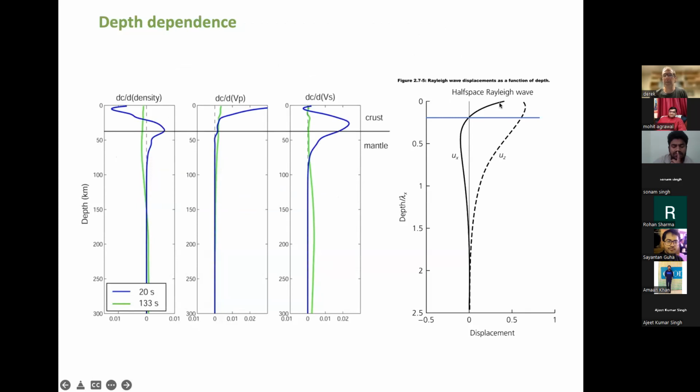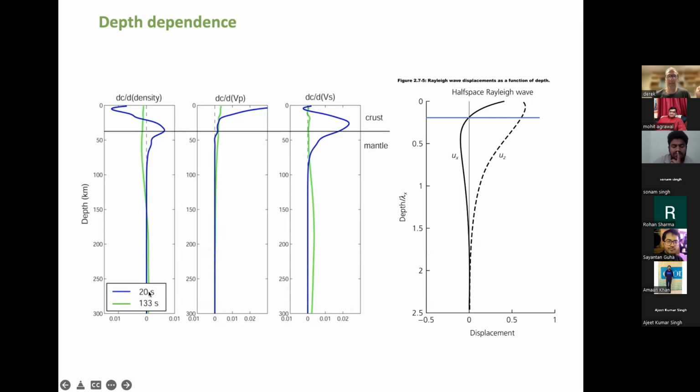Here I show u sub x and u sub z, where u sub x crosses this line, the displacement equals 0 line. I go from retrograde motion to prograde motion. The phase velocity that gives the velocity that Rayleigh waves propagate at is sensitive to density, to P wave velocity and S wave velocity, and it varies with depth.